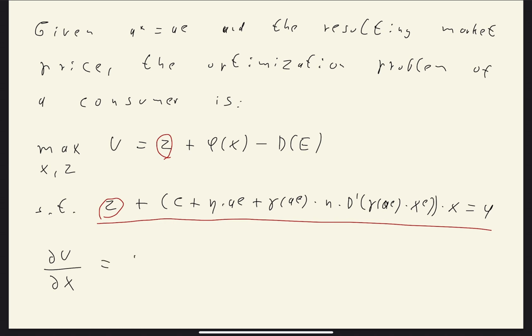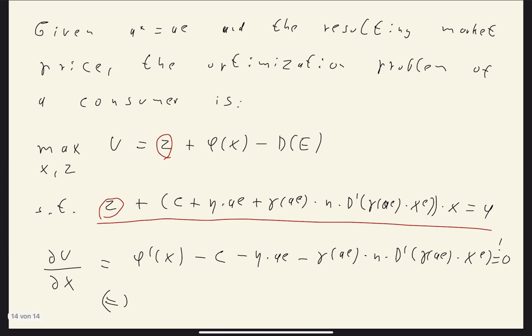So we get the marginal utility at X minus C minus eta times AE minus gamma AE times N times D prime gamma AE times capital XE. This should be equal to 0. And if we rearrange this, what we end up with is psi prime of X is equal to C plus eta times AE plus gamma AE times N times D prime of gamma AE times XE. So this is the condition that we get.